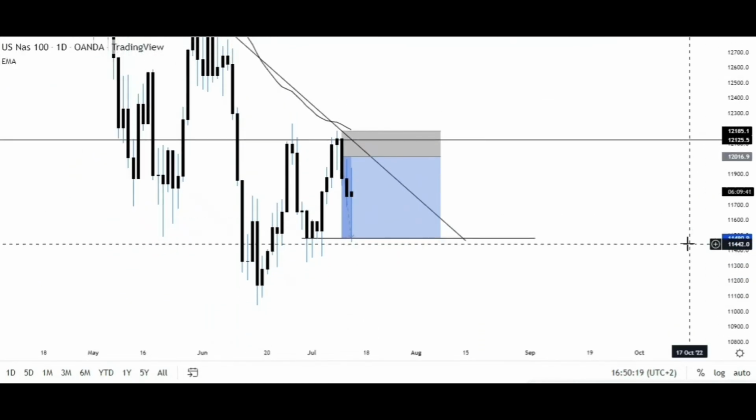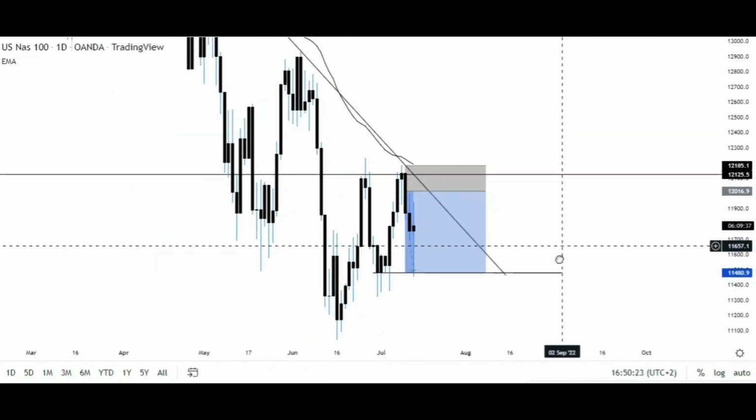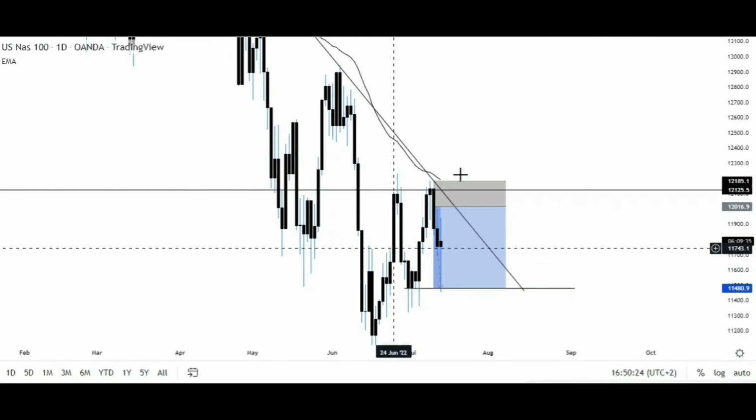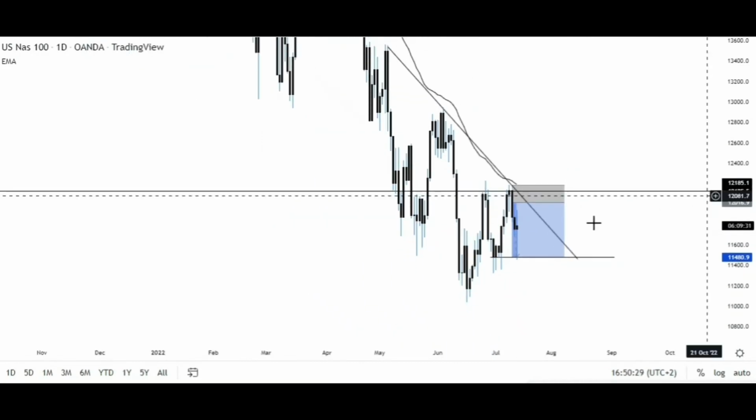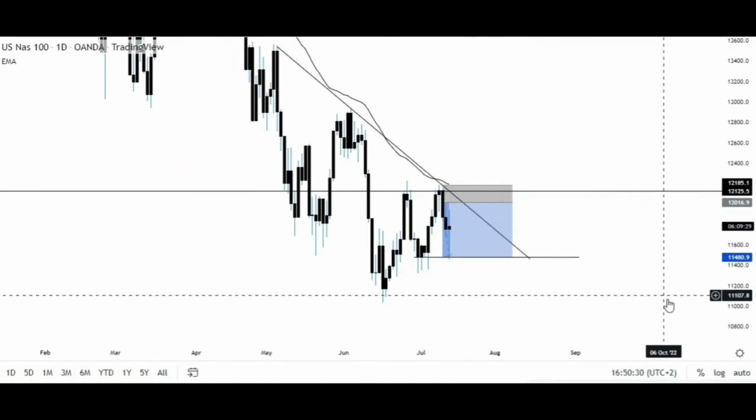Now, there are a couple of, or a lot of other things that I took into consideration. But this is simply broken down. Retest the EMA, following the smart money.